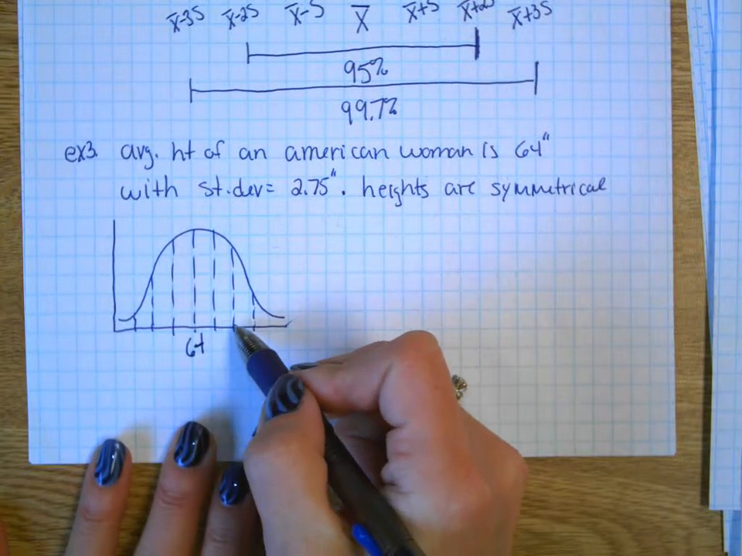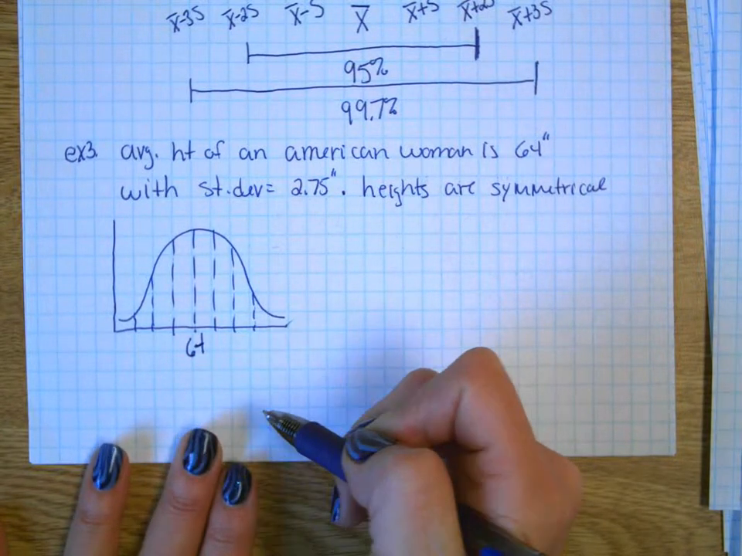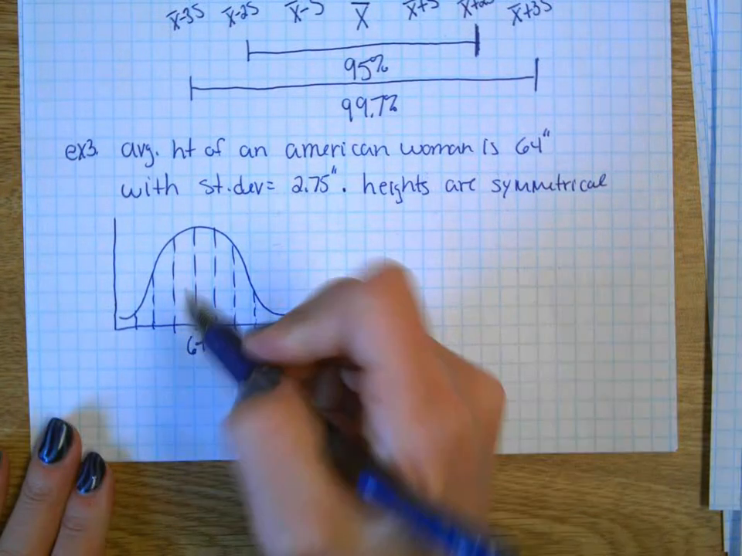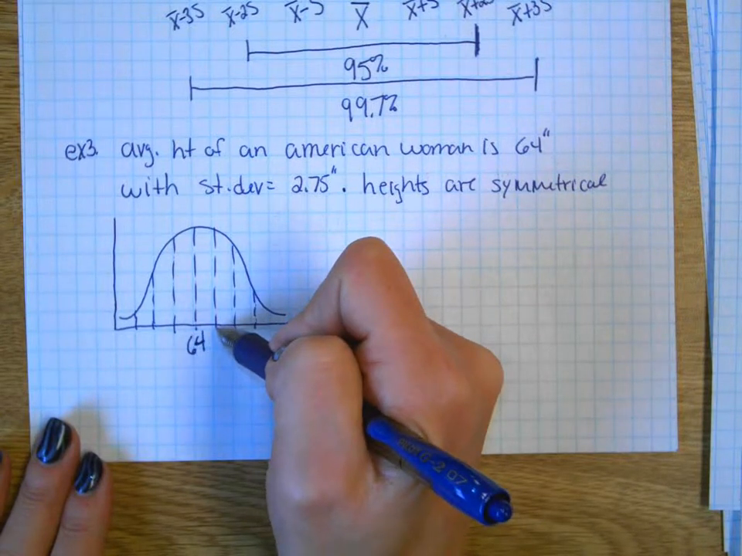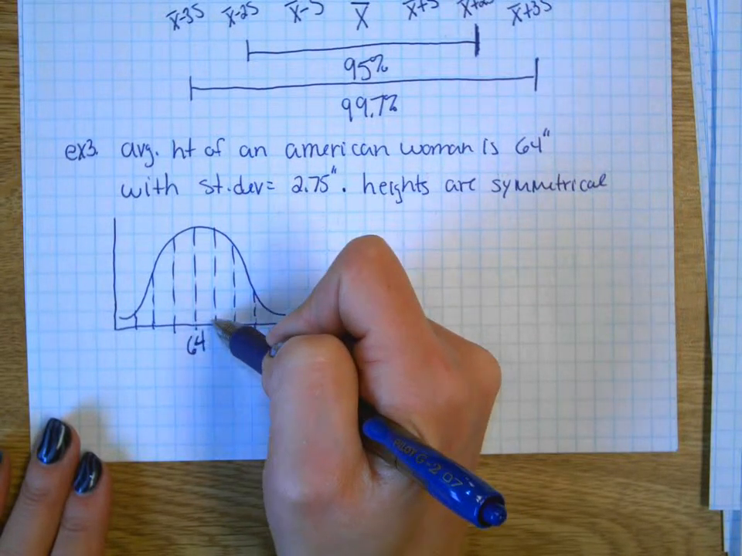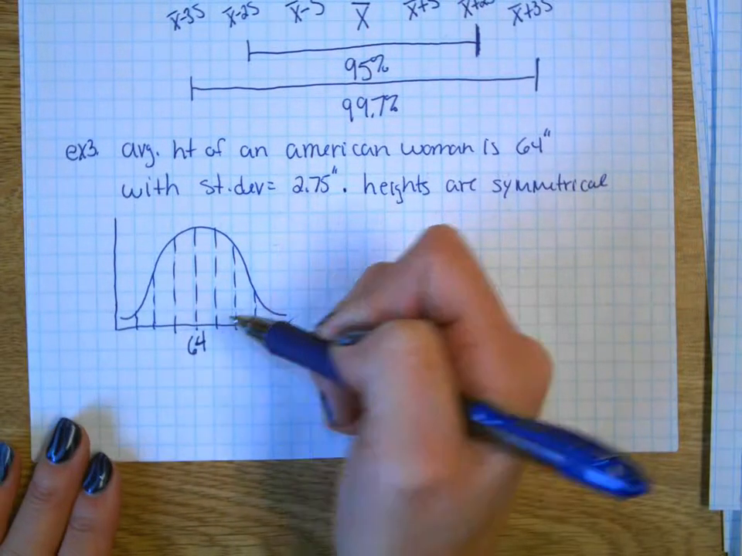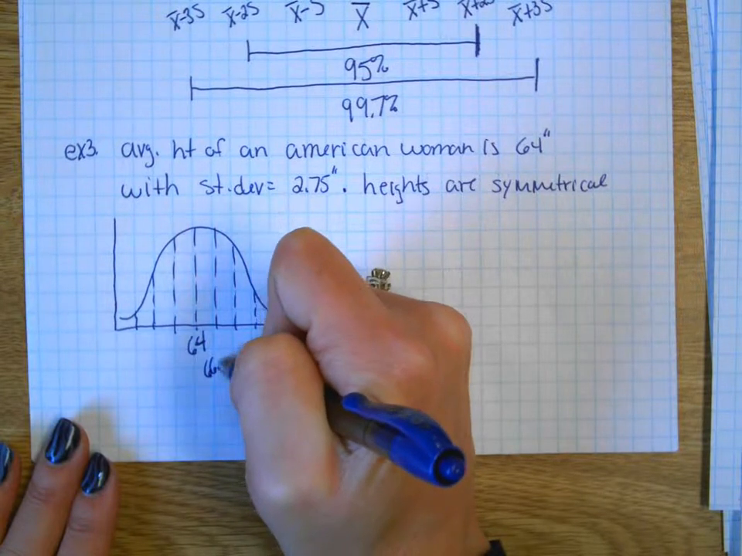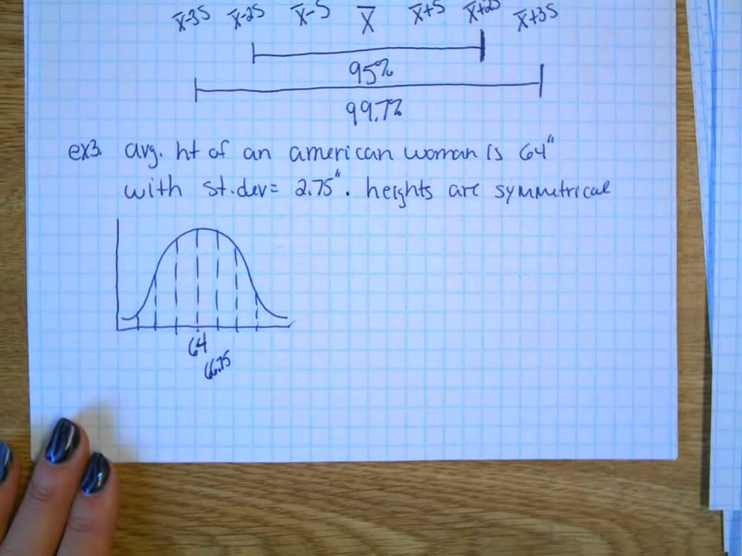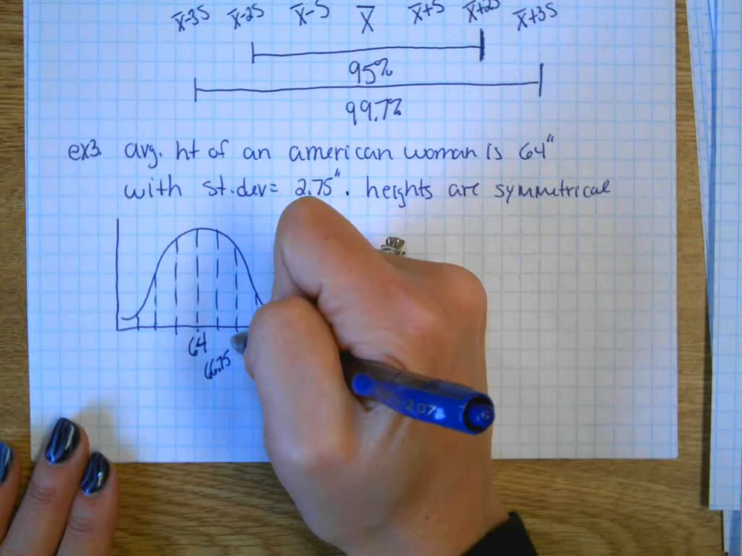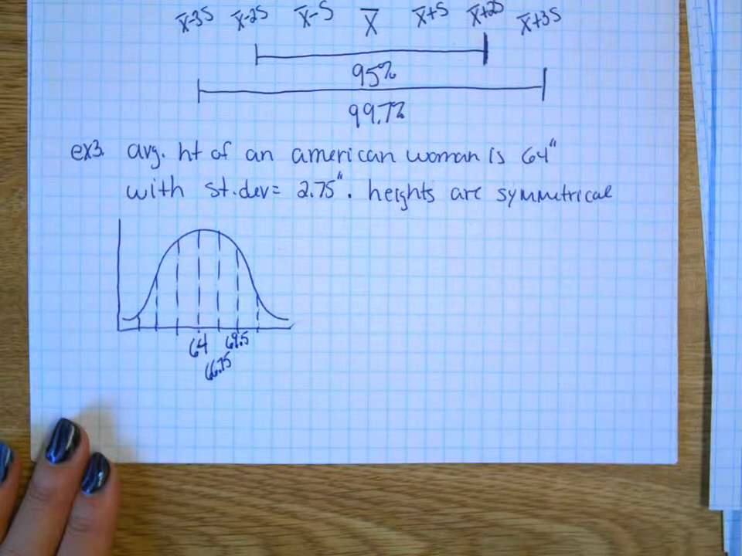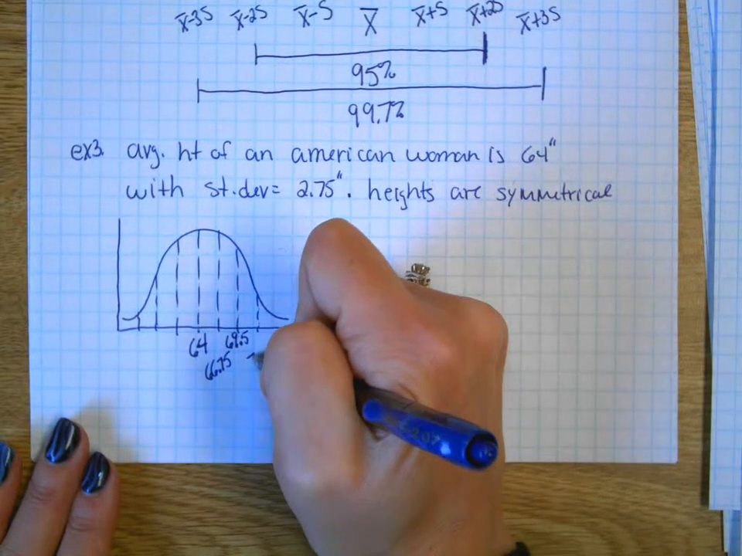What do I do to get these 3 that are above it? That says 64. What's my process? Keep adding 2.75, because this is 1 standard deviation above, 2 standard deviations above. So this next one's going to be 66.75, plus 2.75, 69.5, plus 2.75, 72.25.